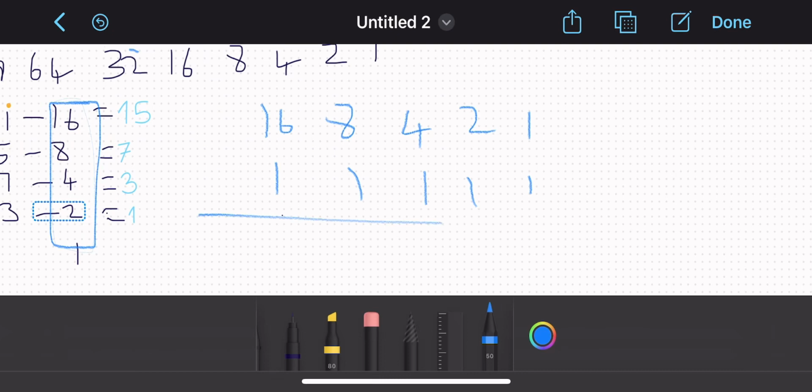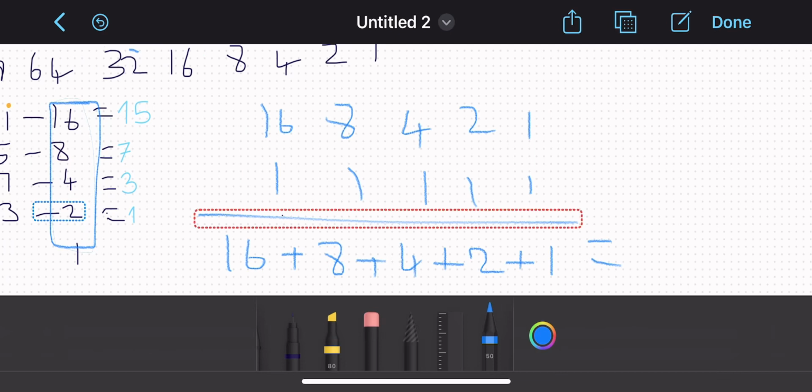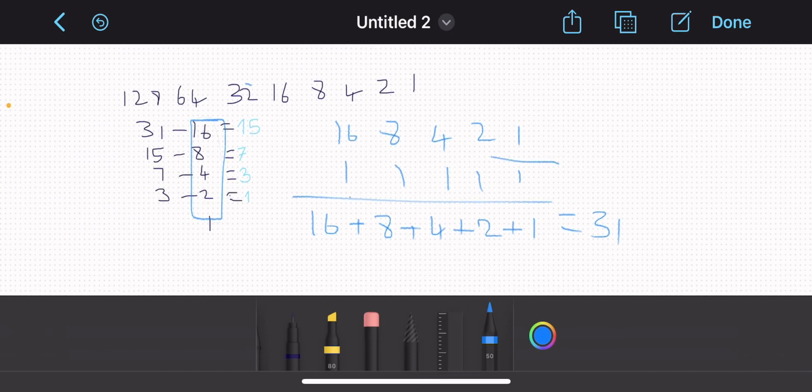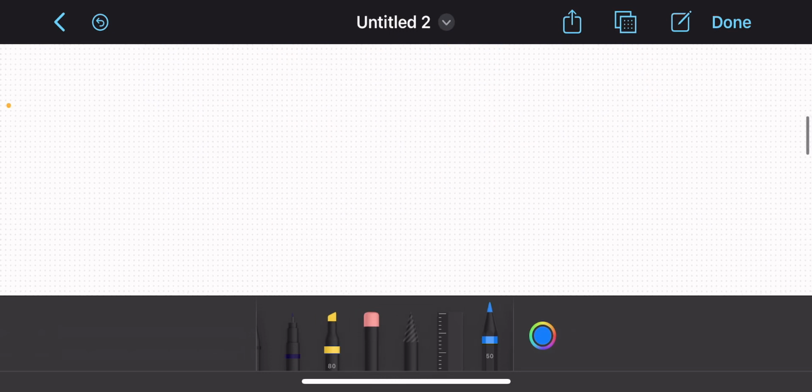And now how can we check if our answer is correct? We look for the ones underneath, and then we add. So we're going to add 16 plus 8 plus 4 plus 2 plus 1, which gives us 31. So our answer is correct. So this is 31 in binary. I hope you understand that method. And then we move on to the division method.